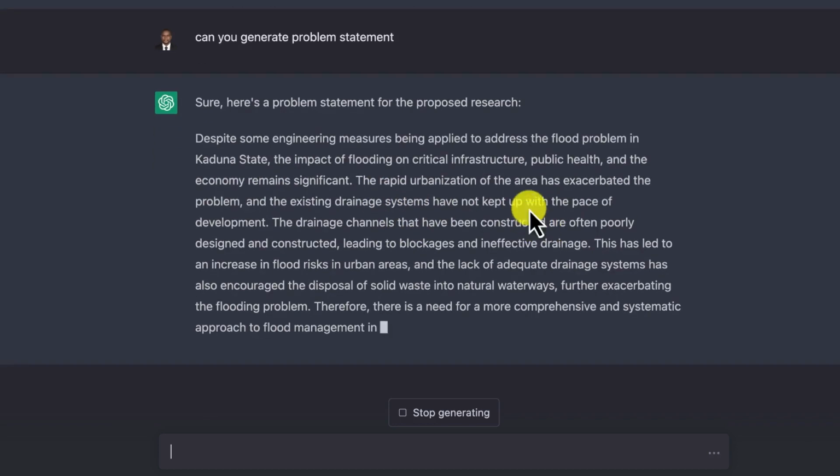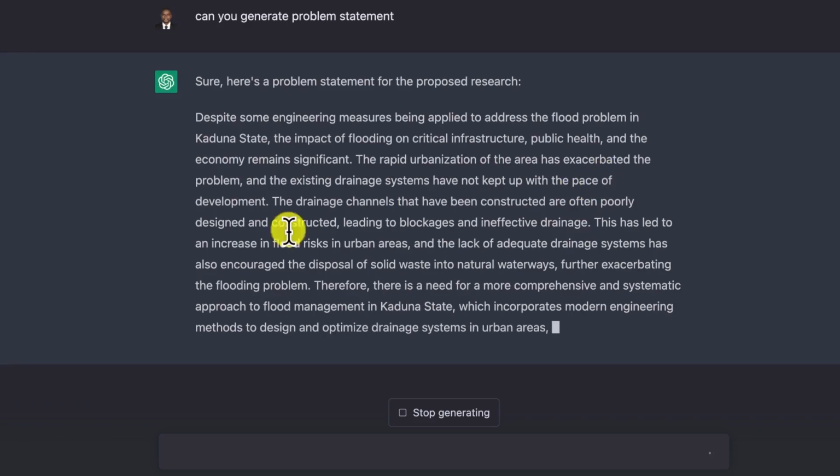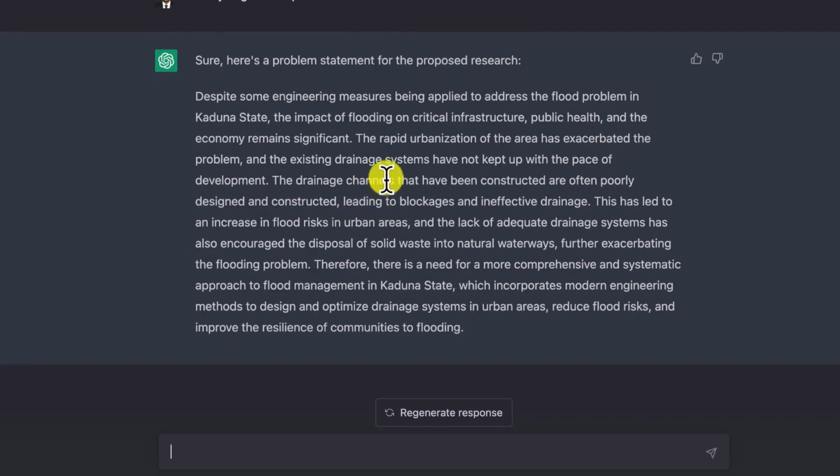The rapid urbanization of the area has exacerbated the problem, and the existing drainage systems have not kept up with the pace of development. Drainage channels that have been constructed are often poorly designed and constructed. So these are the problems it is stating clearly and directly. This has led to an increase in flood risks in urban areas, and the lack of adequate drainage systems has also encouraged the disposal of solid waste into natural waterways, further exacerbating flood problems.